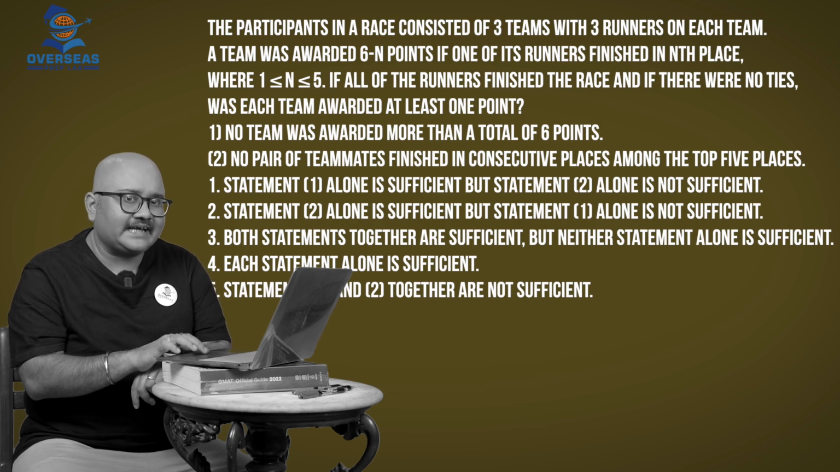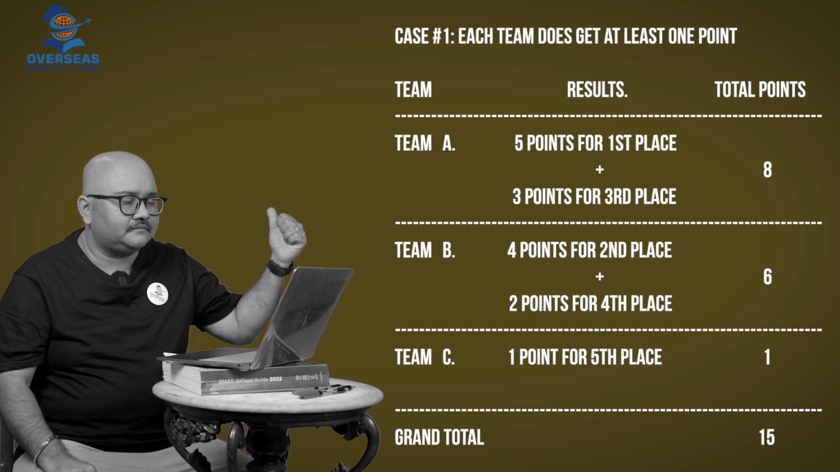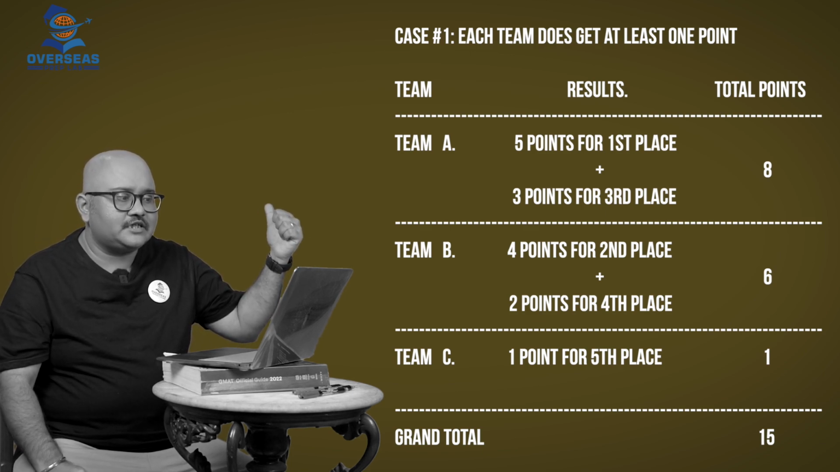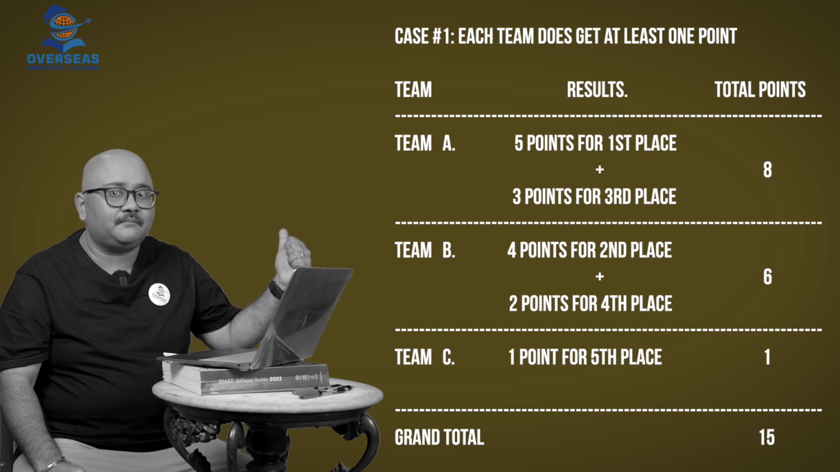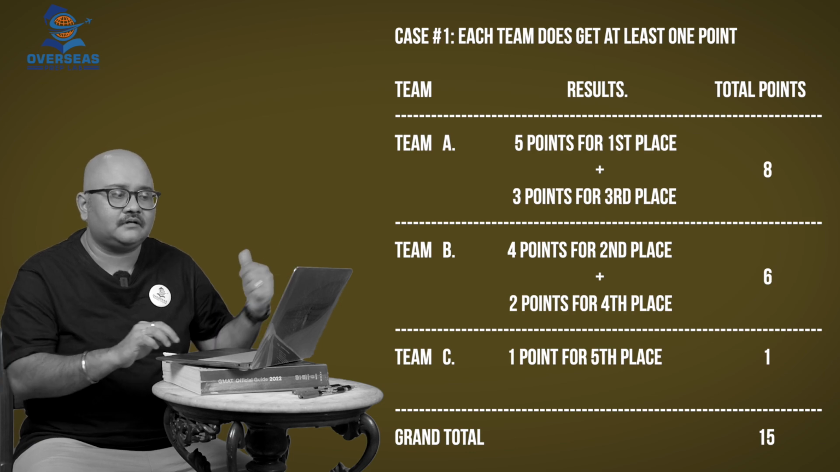Now, for the second statement, let's consider two cases. Let's take case 1. Each team does get at least 1 point. Now, in a situation like this, you can see that it is coming up to 15 points very easily, with each team A, B and C getting at least 1 point.